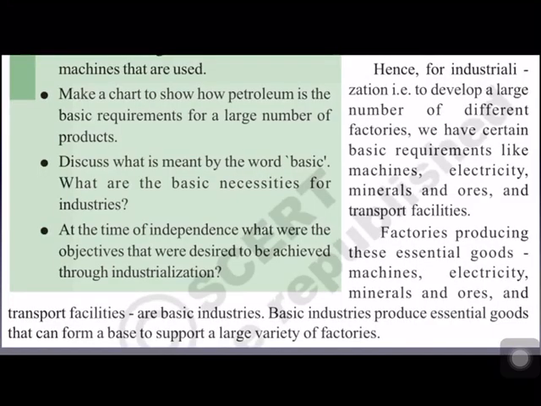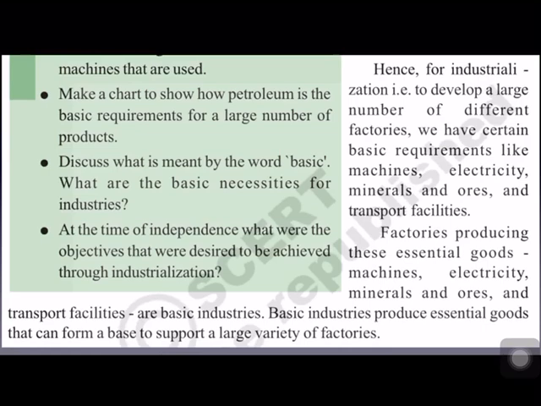Now, with all this, it is clear that to develop industries, to run a large number of factories, there are some basic requirements like machines, electricity to run the machines, minerals and ores which are used as raw materials, and overall transport facilities. To transport the raw materials and to transport the manufactured goods to the market, we need transport facilities. So all these are the basic requirements to start any industry. And factories which produce all these essential goods like machines, electricity, minerals, transport facilities, etc. are called basic industries or basic goods industries.